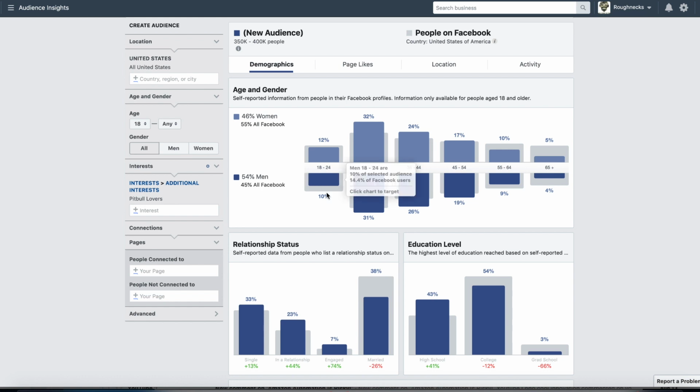Now, 18 to 24, the interest level is kind of low, 10%, but the market is huge for people 25 to 34, 35 to 44, and then 45 to 54. It starts dropping off right around 55 to 64 and above. So I might not even waste my time advertising to anyone 65 or older. I would probably cut it off somewhere around 55 to 60.